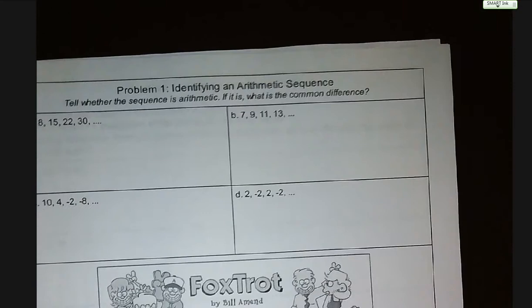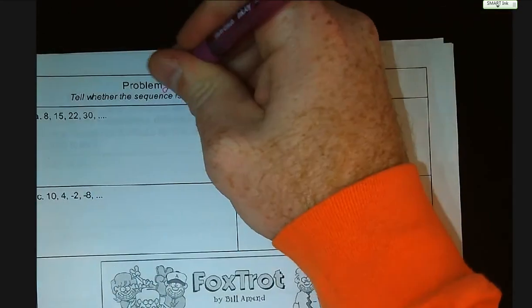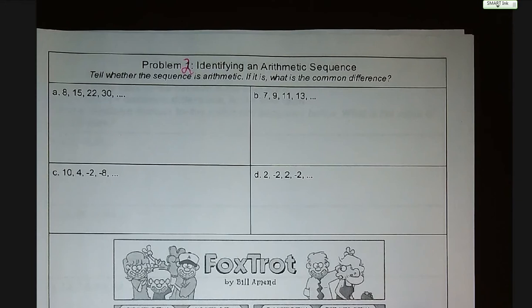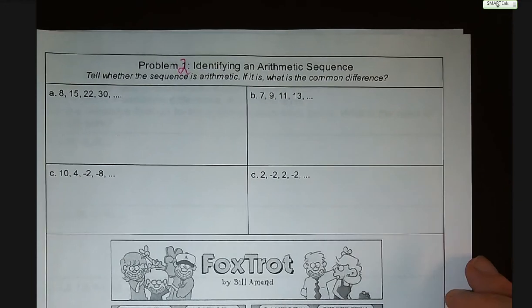Okay, so problem 2, identifying an arithmetic sequence. You have to tell whether the sequence is arithmetic. If it is, what is the common difference?